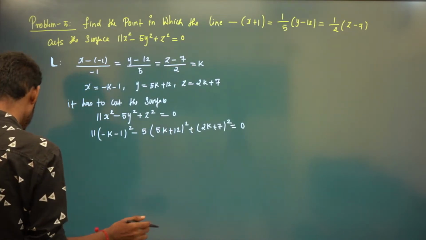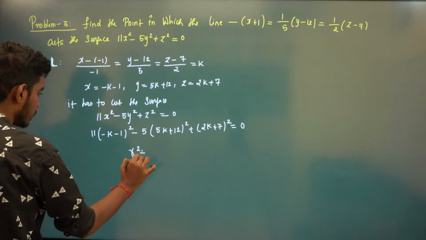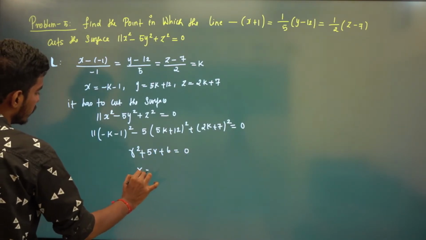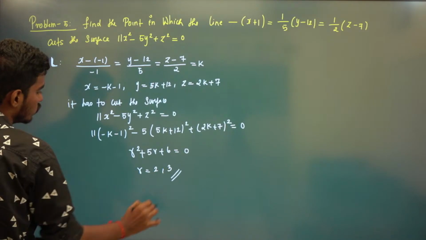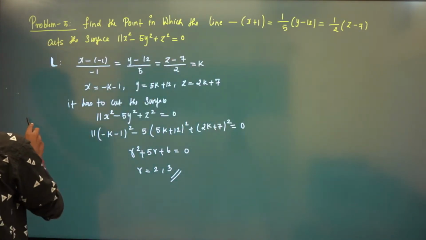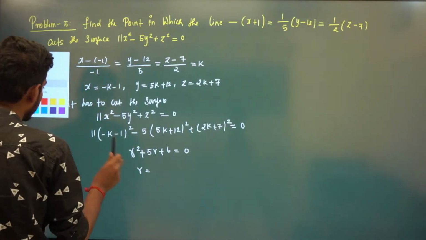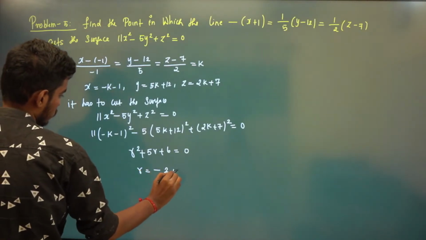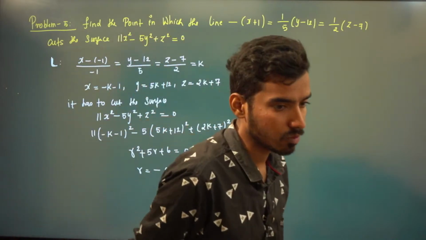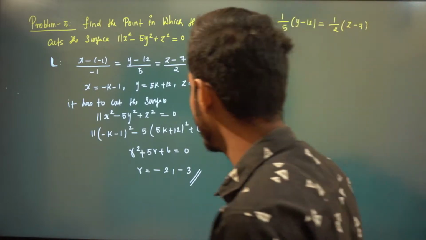So you just apply the a plus b whole square formula and substitute this. After simplifying you will have k square plus 5k plus 6 equal to 0. So solve this quadratic equation. You will have minus 2 and minus 3 be the roots. So this will intersect at 2 points, right? Very simple. You just expand that in a plus b whole square formula and you will get the answer.